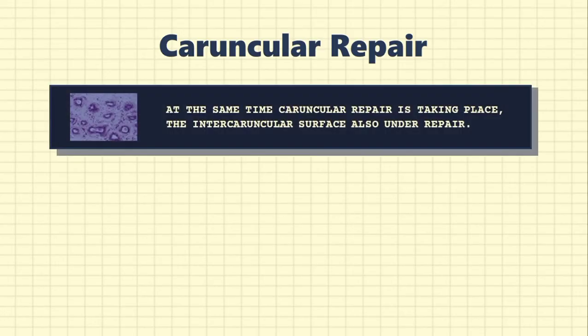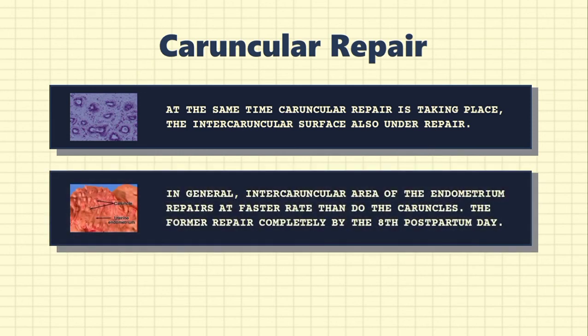At the same time caruncular repair is taking place, the intercaruncular surface also undergoes repair. In general, the epithelium of the intercaruncular area of the endometrium repairs at a faster rate than do the caruncles. The repair of the intercaruncular endometrium is generally complete by the 8th postpartum day. The delay in caruncular repair when compared to the intercaruncular epithelium is associated with the large mass of caruncular tissue that must undergo necrosis and sloughing before surface epithelial repair can take place.